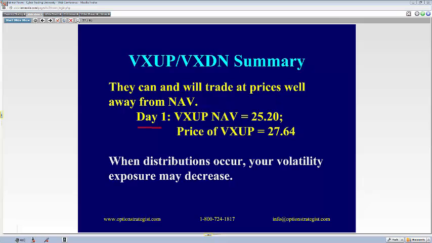So on day one, when it traded, the net asset value of VIX up was $25.20. But the actual price of VIX up in the stock market was $27.64, a huge premium. So when VIX did eventually jump higher, VIX up didn't really keep pace too well. So, it's one of those things that if you can buy it near net asset value and you can get the direction of VIX right, you are going to probably approximate VIX more accurately with this product than you will with the futures. On the other hand, there's a bunch of other people who are probably trying to do the same thing you are, and if they've got it priced well above net asset value, then it's really not worth buying.